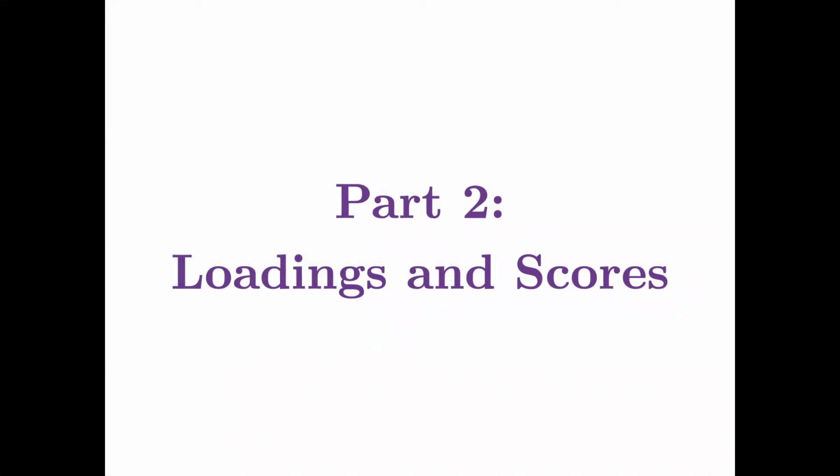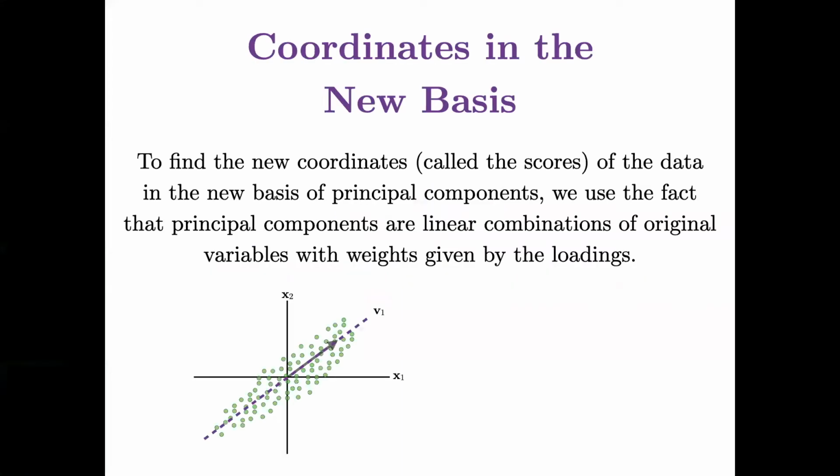In this next section, we're going to take a closer look at the loadings and scores that are the other two major pieces of output that we get from principal components, aside from the eigenvalues. First of all, the scores are the new coordinates of the data in the basis of principal components. We'll use the fact that principal components are linear combinations of original variables with weights given by the loadings.